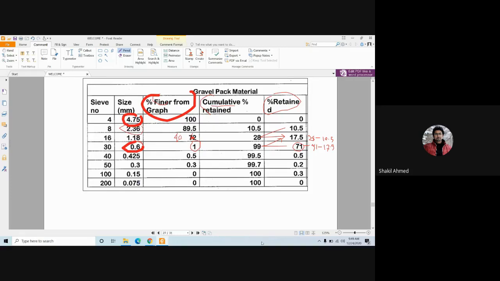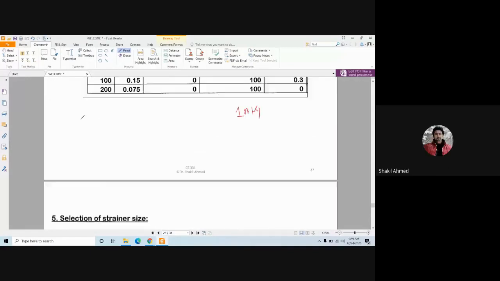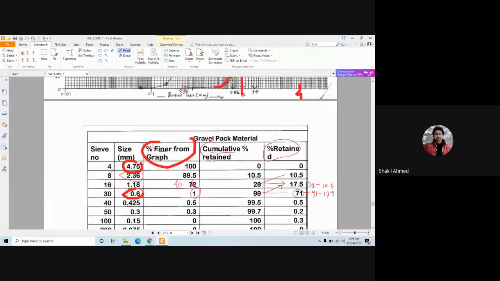Am I right? If you need to make 100 kg aggregate, then you make 71 kg 0.6 millimeter, 10.5 kg 2.36 millimeter. Clear? Is it clear, guys? Yes, sir. So that's how we determine the gravel pack material.